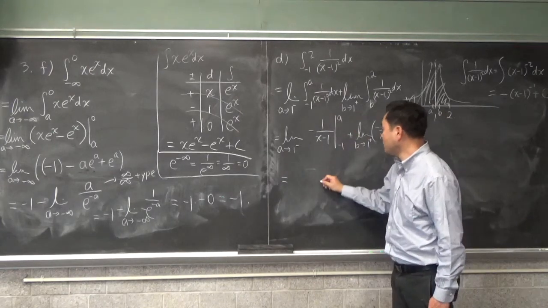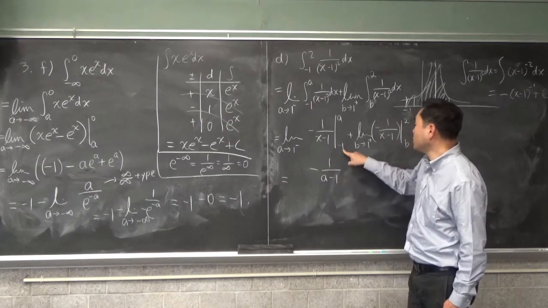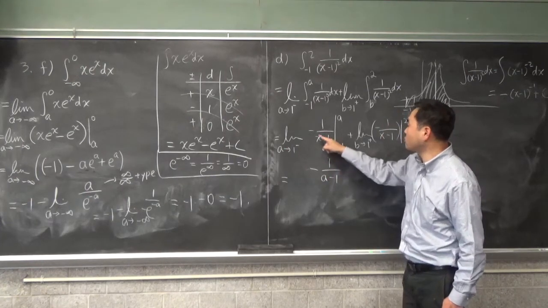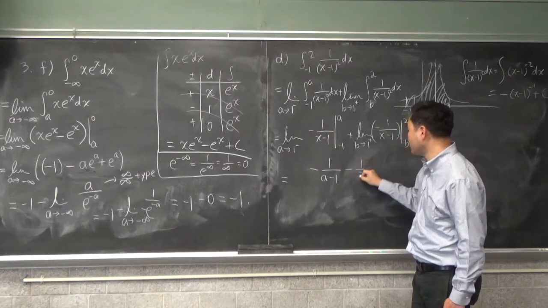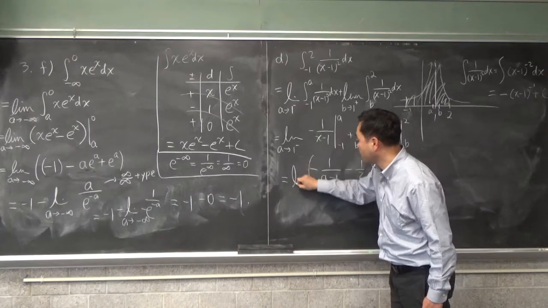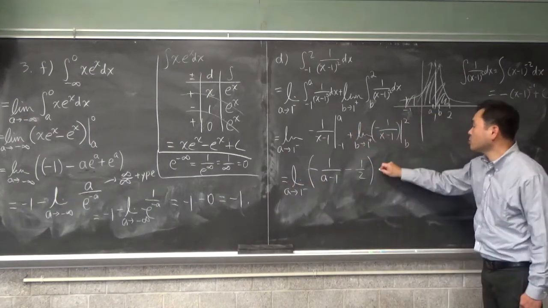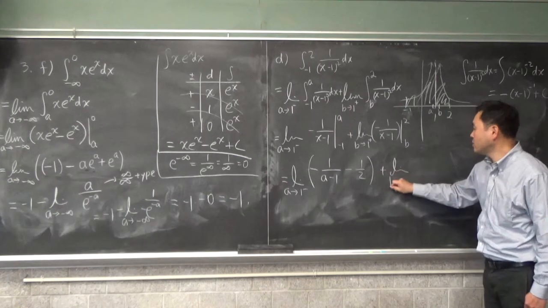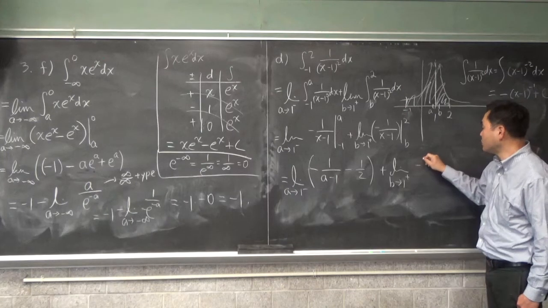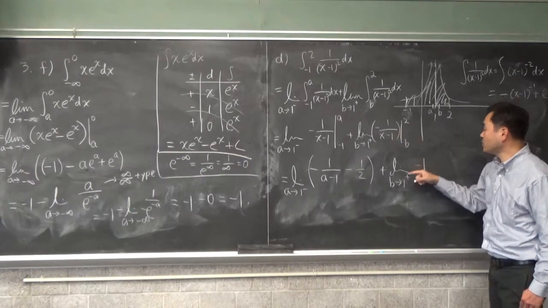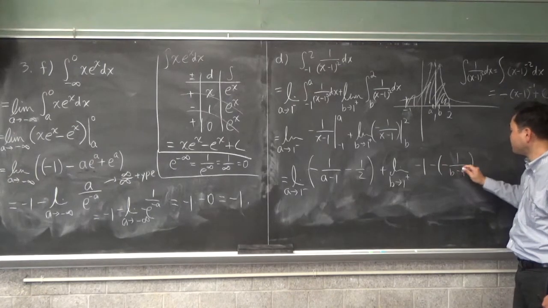Okay, let's continue. When a is plugged in, it's minus 1 over a minus 1. When negative 1 is plugged in, that's negative 2, but there's a minus, so it's positive 1/2, but you're subtracting a 1/2. You take the limit as a goes to 1 minus, plus the limit as b goes to 1 plus. When 2 is plugged in, that's negative 1, minus negative 1 over b minus 1.